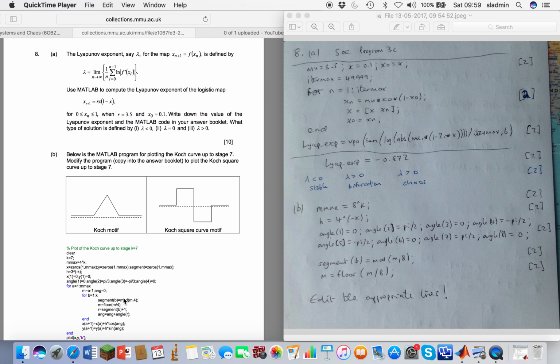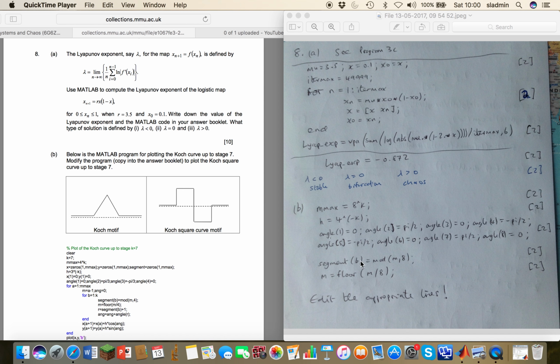And then finally, we need to modify these 2 lines here because we've got 8 segments. So the segment B is mod M 8, and the M is floor M over 8. So in your answer booklet, you need only write these lines, and you can see you get the appropriate marks there. So that concludes the solutions to question number 8.